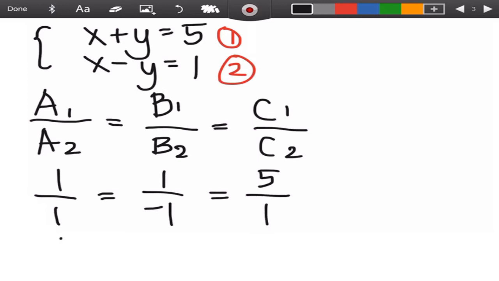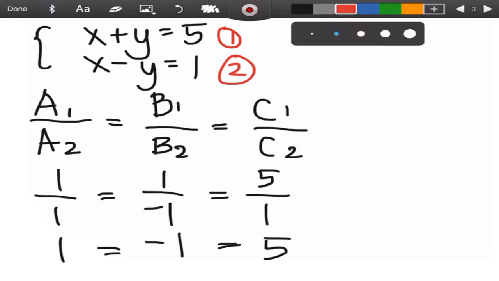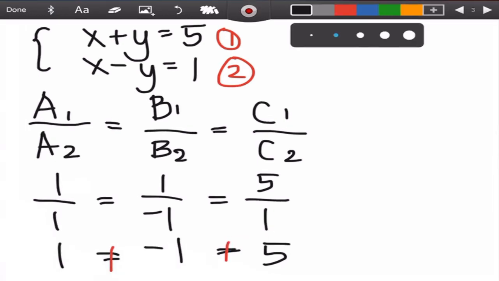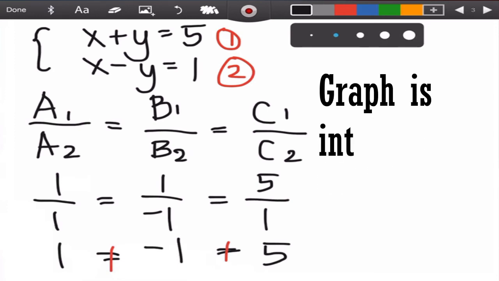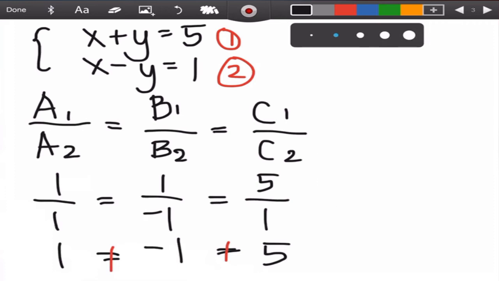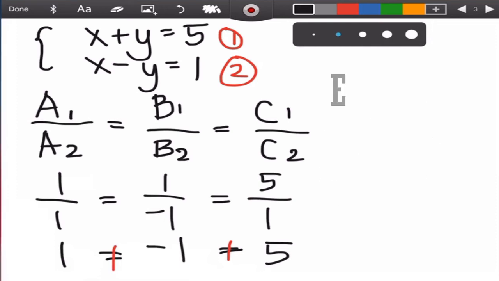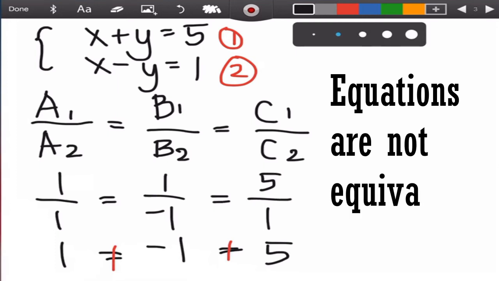Then we simplify: 1 divided by 1 is 1, 1 divided by negative 1 is negative 1, and 5 divided by 1 is 5. So here, 1 is not equal to negative 1, and negative 1 is not equal to 5. If all your answers are not equal, this system is consistent and independent, the graph is intersecting lines, it has one unique solution, and the equations are not equivalent.